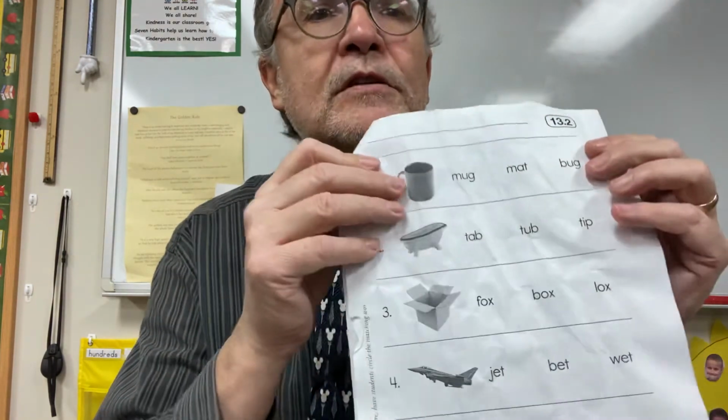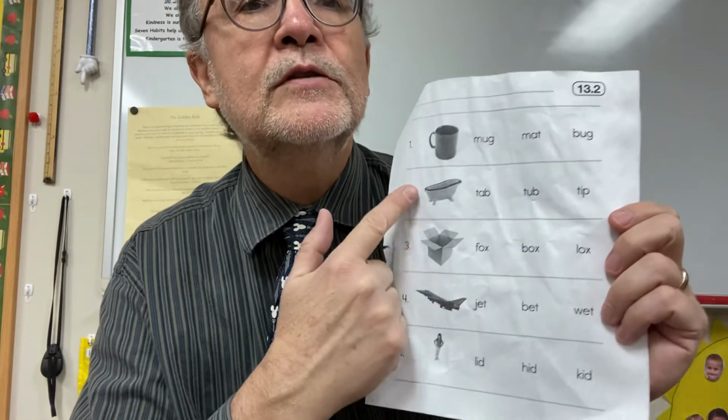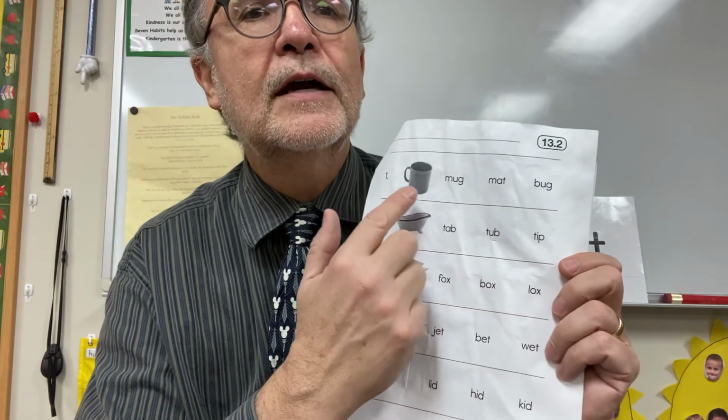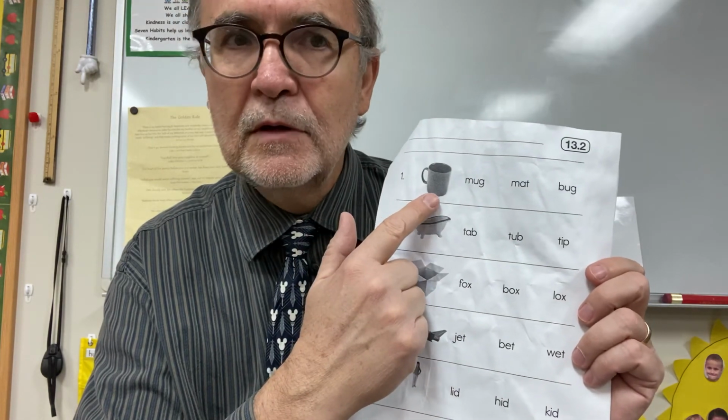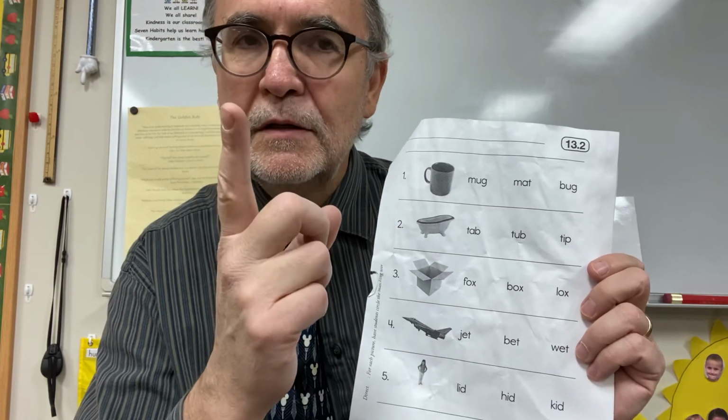And then I want you to do 13.2. 13.2 is easy. You look at the picture and you circle the word that goes with the picture. Be careful. Make sure that you look at all the sounds. They might try to trick you. Okay? And when you finish that, you will be done with reading.